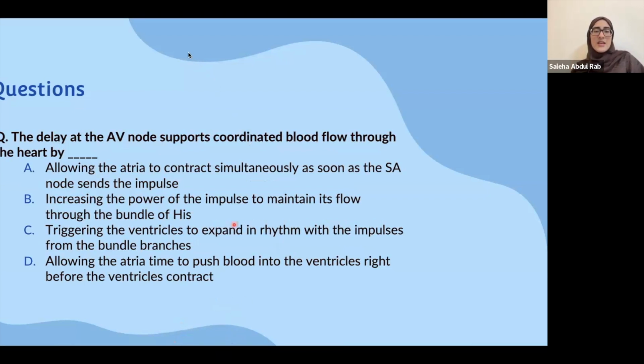Someone said D. Is it B, increasing the power of the impulse to maintain its flow through the bundle of His? Is it C, triggering the ventricles to expand in rhythm with the impulses from the bundle branches? Is it D, allowing the atria time to push blood into the ventricles right before the ventricles contract?